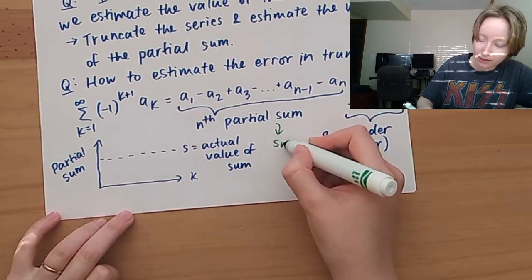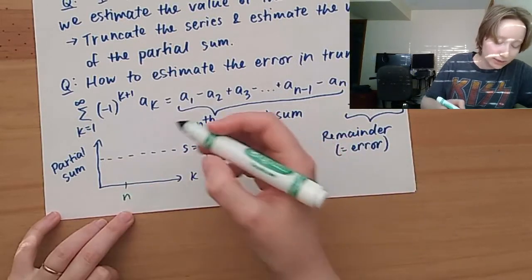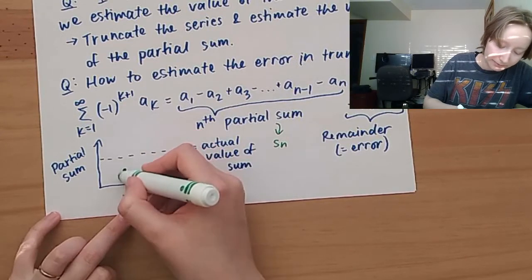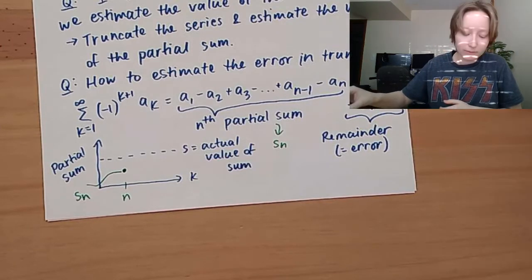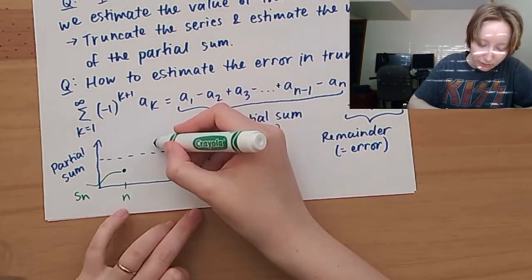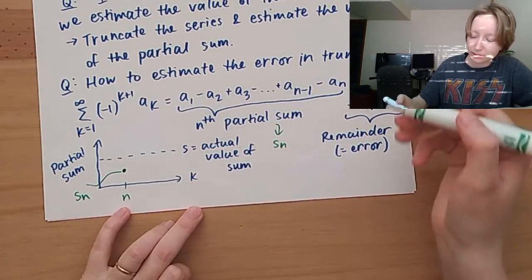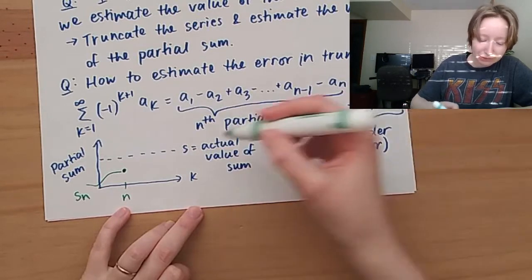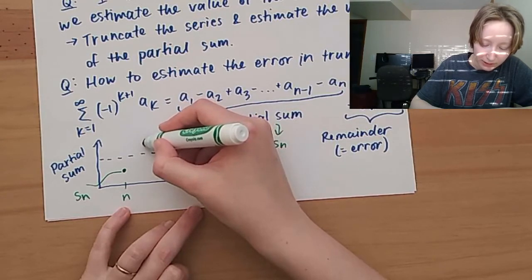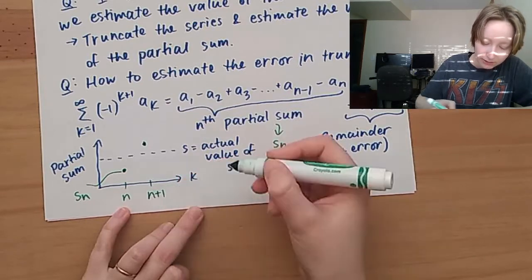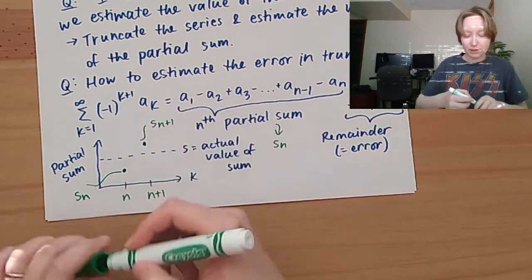This is where I'm truncating my series, right? So here I have n on the k-axis, and then I have some s sub n right here for the partial sum. If I take the next term over, it's going to be a little bit closer to s, but because the sign is flipping for a sub n plus 1, it's going to overshoot it, right? So it's going to be somewhere here. This is n plus 1 on the k-axis, and this is s sub n plus 1 right here.